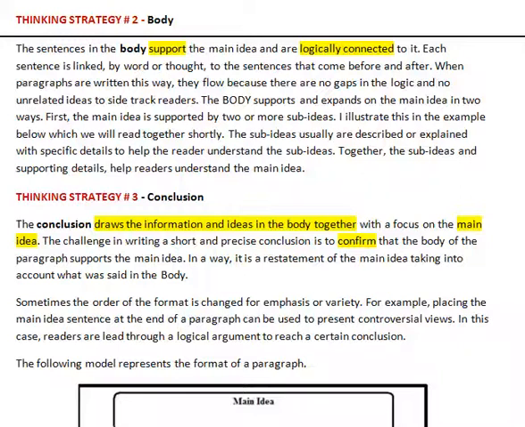First, the main idea is supported by 2 or more sub-ideas. I illustrate this in the example below, which we will read together shortly. The sub-ideas usually are described or explained with specific details to help the reader understand the sub-ideas. Together, the sub-ideas and supporting details help readers understand the main idea.